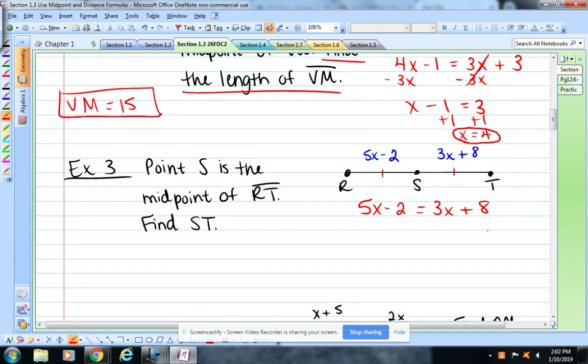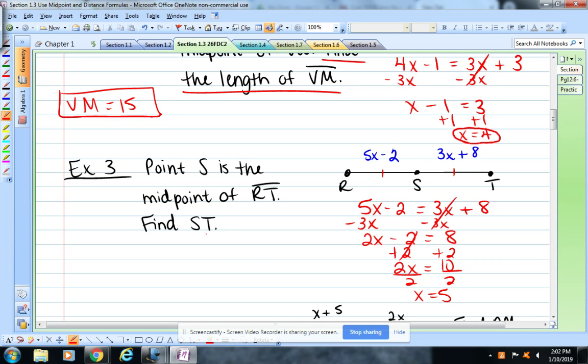So how can I solve this for x now? Subtract 3x. What's 5x minus 3x? So 2x minus 2 equals 8. Then I'm going to add 2 everywhere. Yep, so 2x equals 10. Divide by 2, and x equals 5. Can I stop there? No, they asked me to find the length of what?